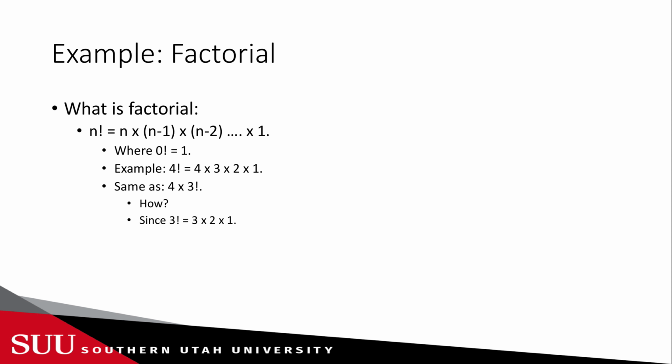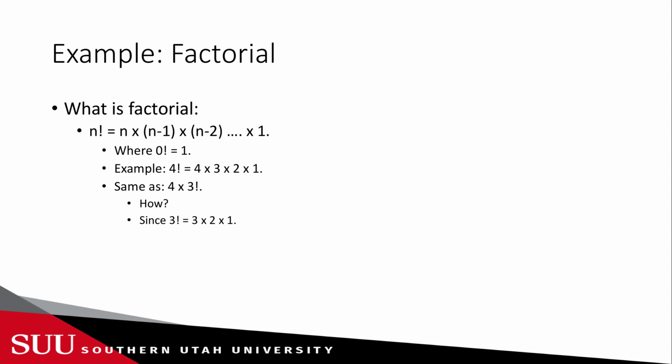Isn't this the same as 3 factorial? Because 3 factorial is 3 times 2 times 1. And we are just multiplying 4 by that. You see how we can divide this into smaller problems? So we have a base case, and we have a way of dividing the problem into smaller chunks. Since, for example, 4 factorial is nothing but 4 times 3 factorial.